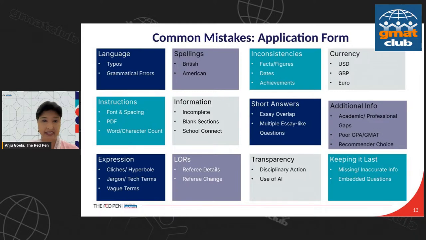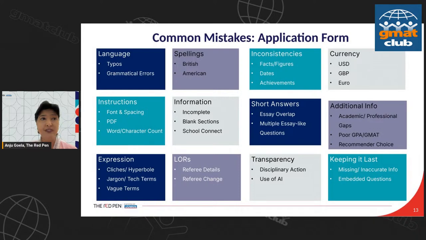Avoid inconsistencies. I've mentioned this before in my first slide, but please make sure that all your facts, figures, dates, and achievements are consistent across the application, right? You cannot say that I worked with a company between January 1st, 2024 and December 31st, 2024 in your resume and have a different set of dates in your application form.